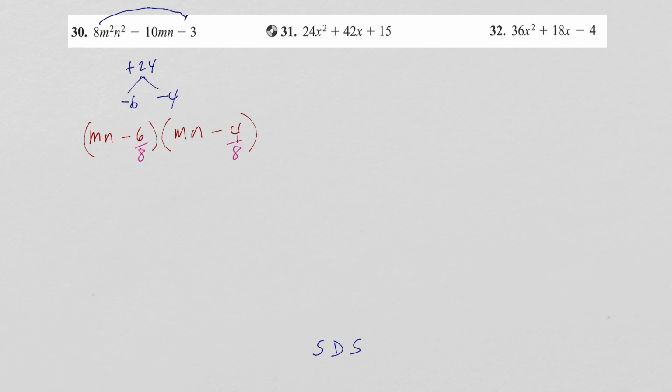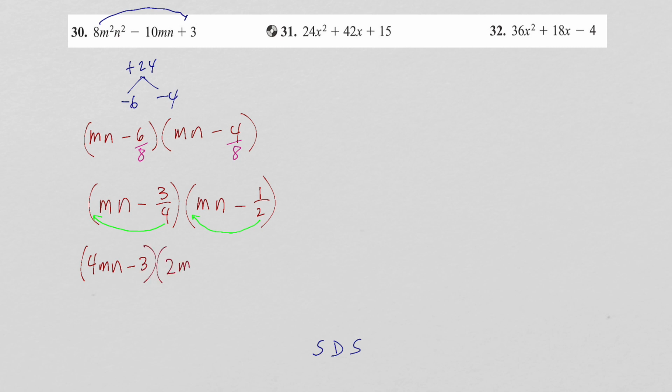And then I'm going to reduce this fraction if I can. Dividing by 2 gives me 3 over 4. Dividing by 4 gives me 1 over 2. And then if there's a denominator, you're going to slide that denominator back. And we're going to end up with 4mn minus 3 and 2mn minus 1.